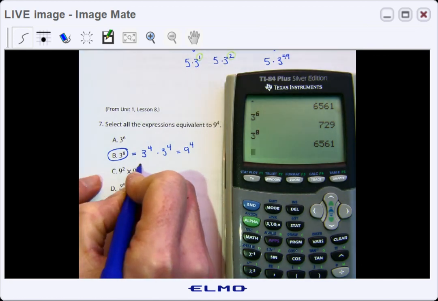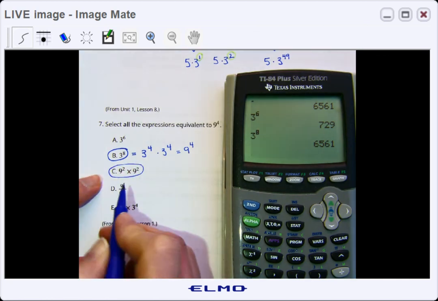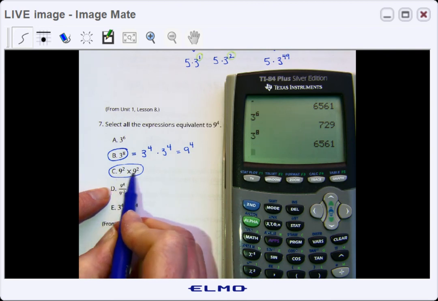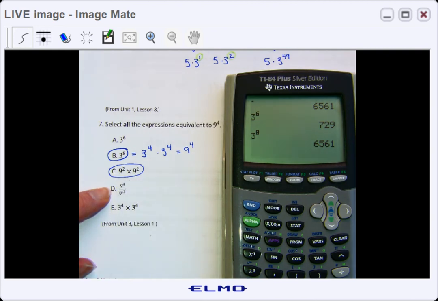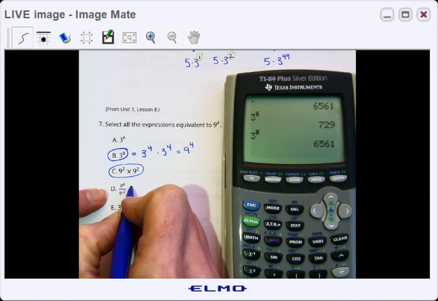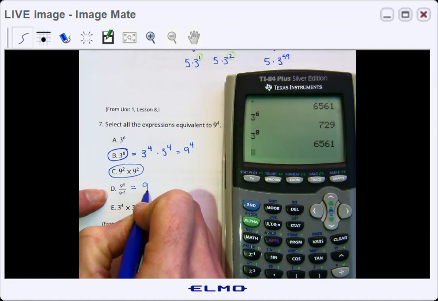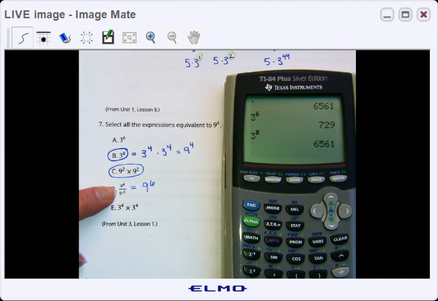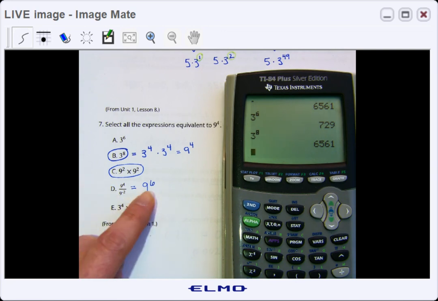This one is obviously going to be a yes, because when two powers have the same base, you add their exponents. That would give us 9 to the 4th. This one would actually be equal to 9 to the 6th, because you subtract the exponents when you are dividing, and 4 minus -2 is equal to 6.